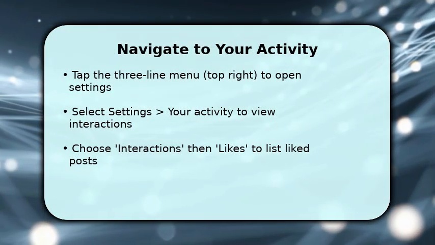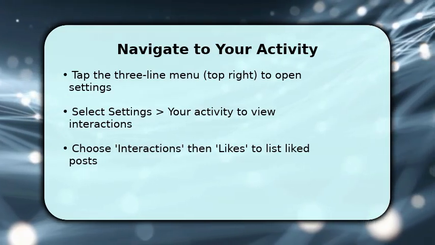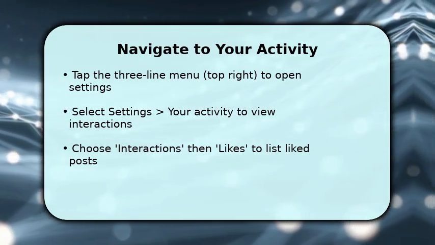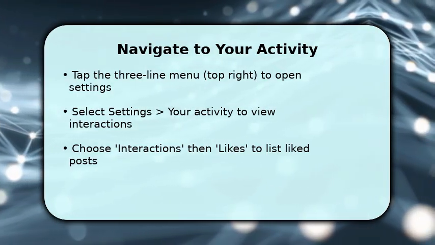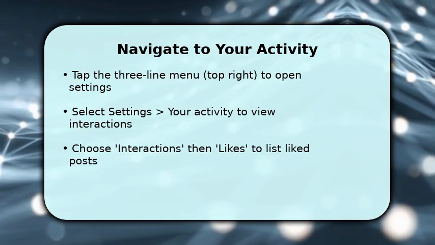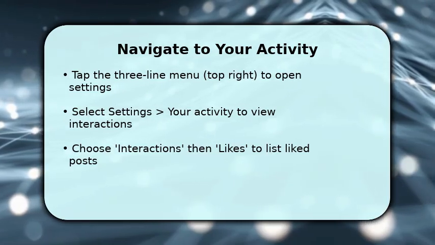This is where Instagram groups your actions. Once in your activity, pick interactions to isolate likes, comments, and more. Select likes to see a chronological list of posts you liked. Scroll to preview, tap any item to jump to the post.